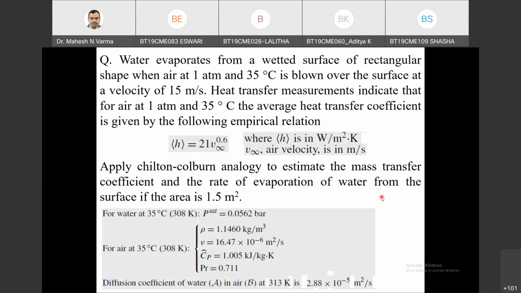Just a minute. Yeah, Prashik, roll number 79. Sir, we can find the friction factor if we know the type of flow, like laminar flow or turbulent flow. Okay, so the given data is not enough.